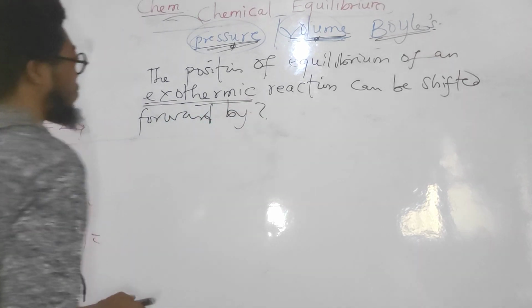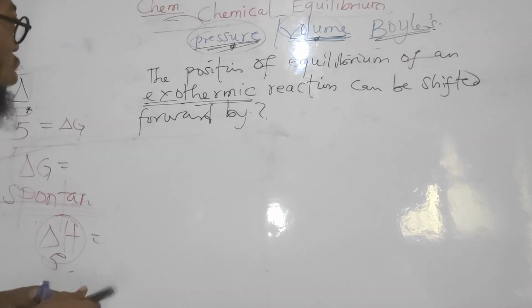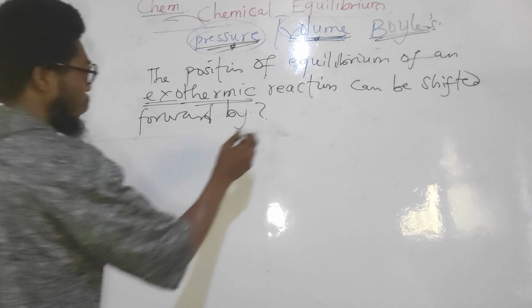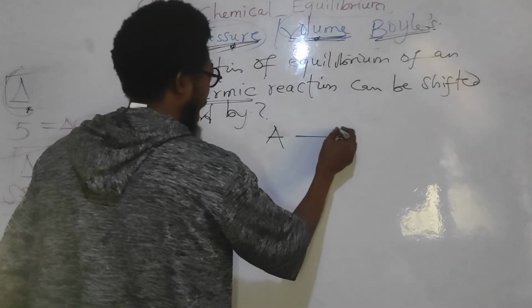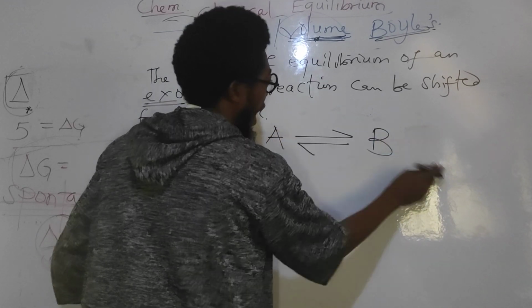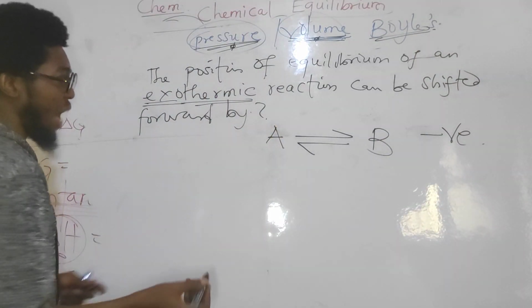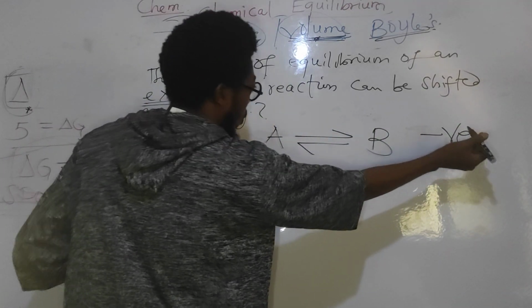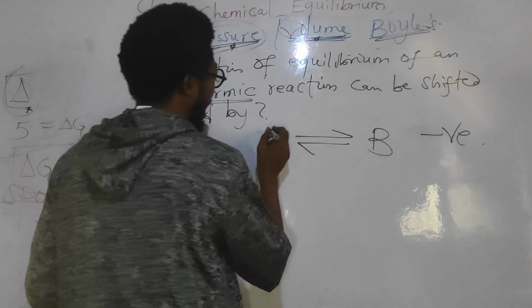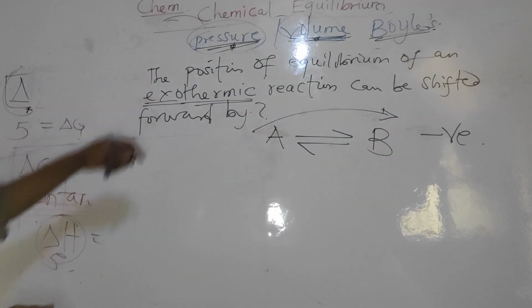How can you shift the position of an exothermic reaction forward? What does exo want me to do? Let's assume I have A and it's giving me B, and this is exothermic. Exo means I should remove heat. Remember in chemical equilibrium, here is taken as forward, right, and here is taken to be backward, left. So how can I shift the equilibrium forward to the right for an exothermic reaction?